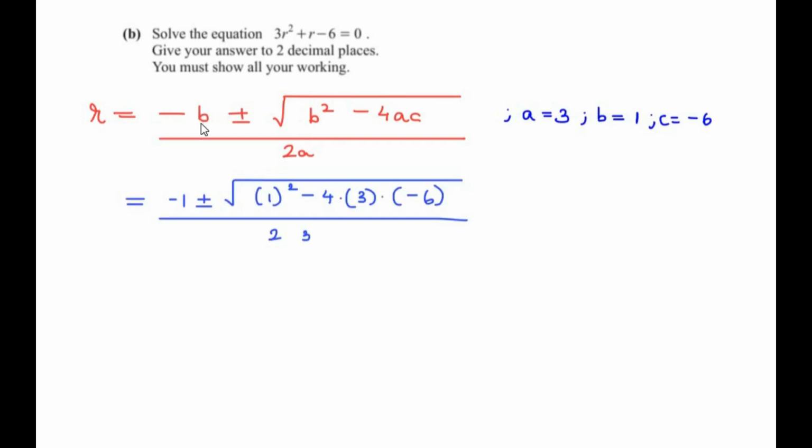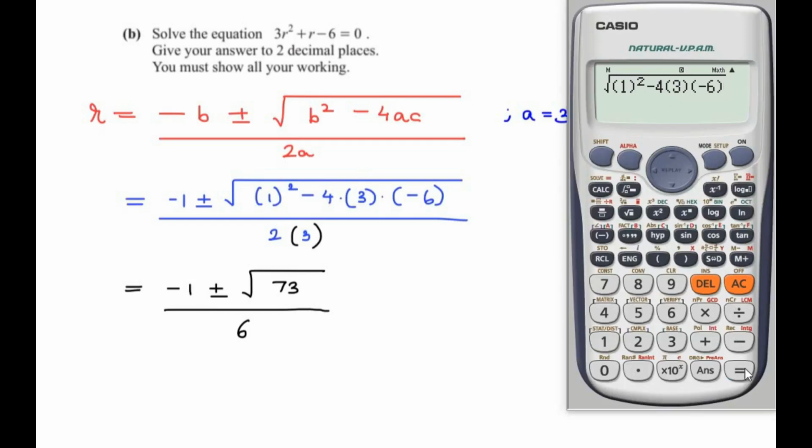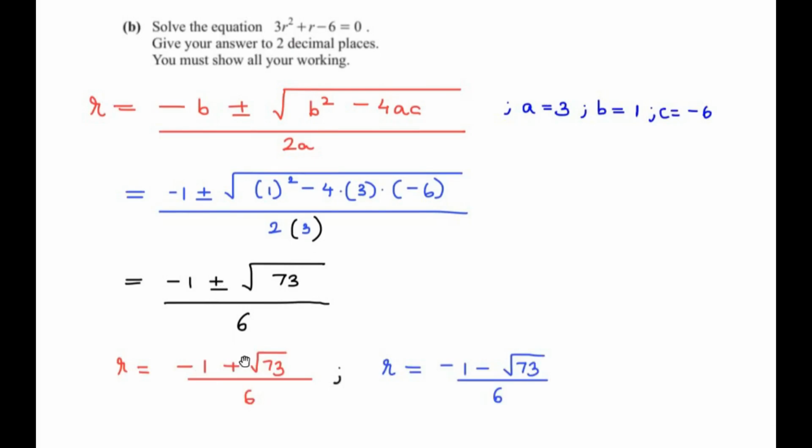So we get minus 1 plus or minus the square root of 1² minus 4 times a, which is 3, times c, which is negative 6, over 2 times 3, that is, a value is 3. Now let us check how much value we get under the square root. We get square root 73. So in the next step we have written negative 1 plus or minus the square root of 73 over 2 times 3, which is 6. Now here we get two values of r: r is equal to -1 plus square root of 73 over 6, and the second value of r is equal to -1 minus square root of 73 over 6.